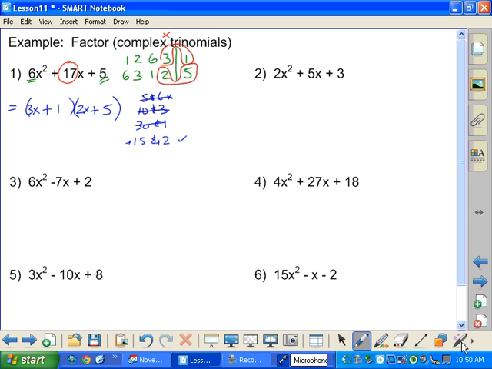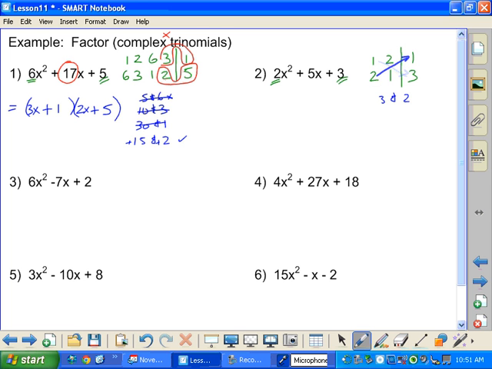So the next one, looking at it, we got to take that 2. So 1 times 2 is 2, and that's it. So I'll flip it. So I got 2 and 1. Take the last term, 1 times 3. That's it. So now I quickly do my cross multiply. So 1 times 3, 2 times 1. So that would give me a 3 and 2.